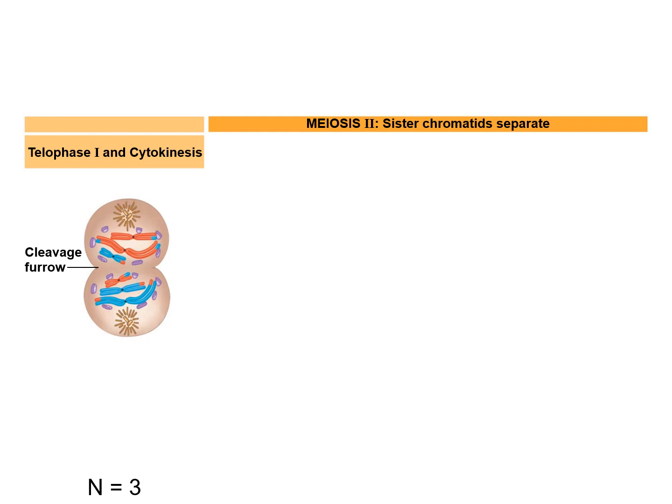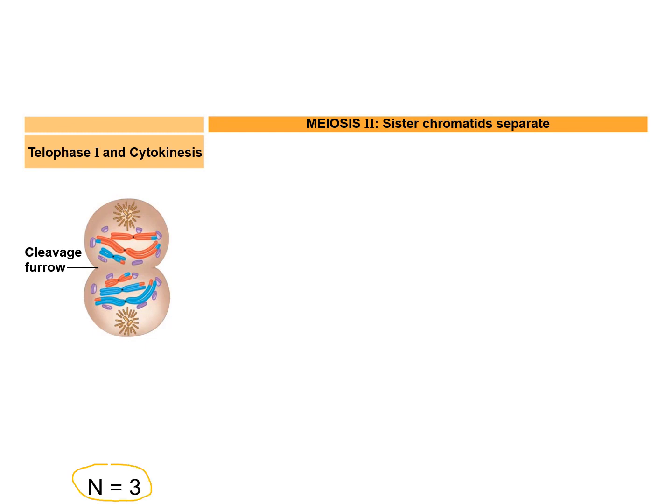At this point, there is now only one copy of each chromosome in the two daughter cells. This means that instead of being 2n equals 6, we are now 1n equals 3. That makes these cells haploid.